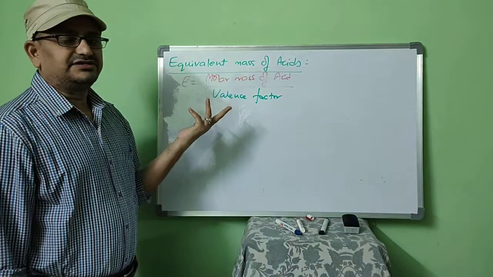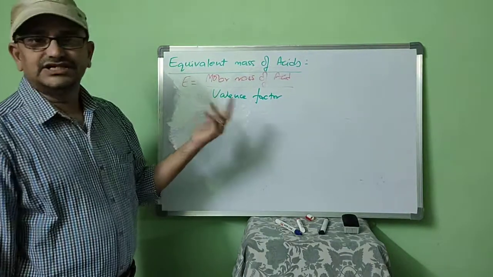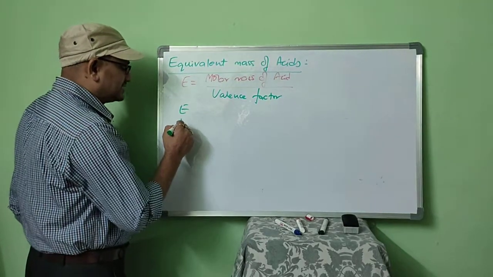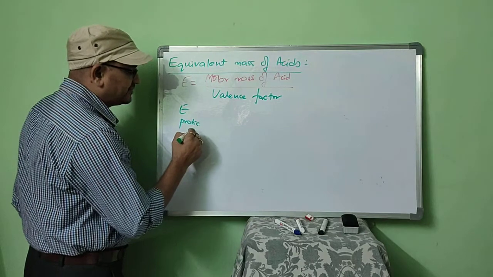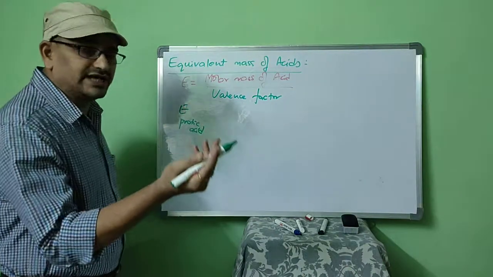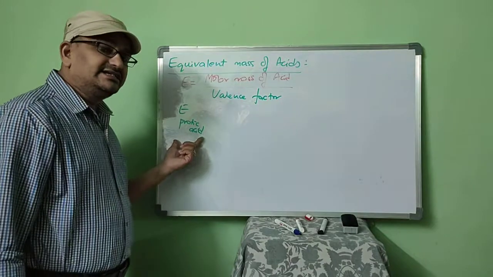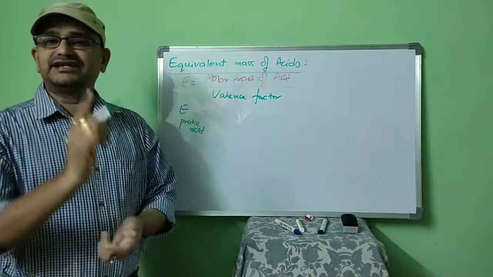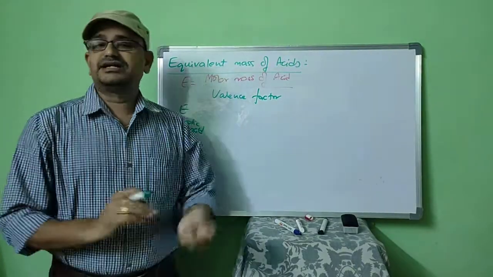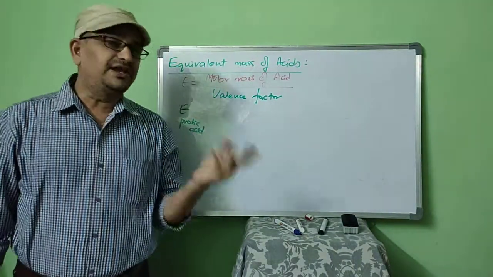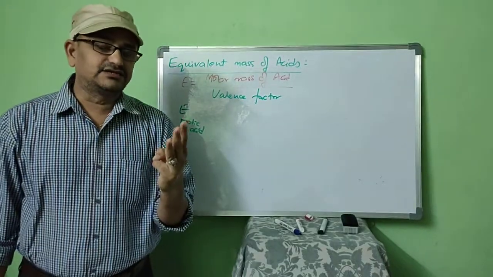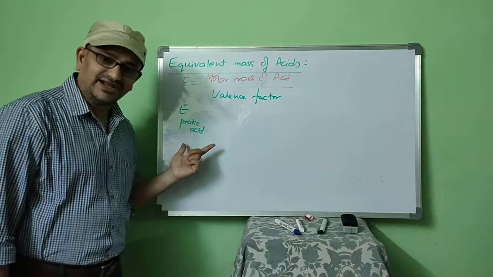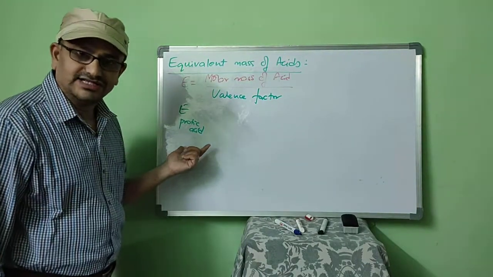What is meant by valency factor? It varies from acid to acid. It depends on the type of acid. For example, equivalent mass of protic acid. What is meant by protic acid? Which can generate a proton, H+. Suppose HCl is there. It can generate one H+. H2SO4 can generate 2 H+ ions. H3PO4 can generate 3 H+ ions. Such acids which can generate proton H+ are said to be protic acids. I think you followed this word.